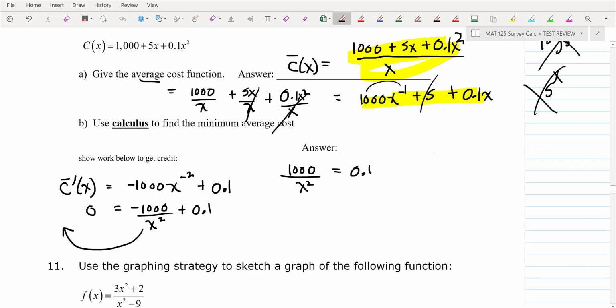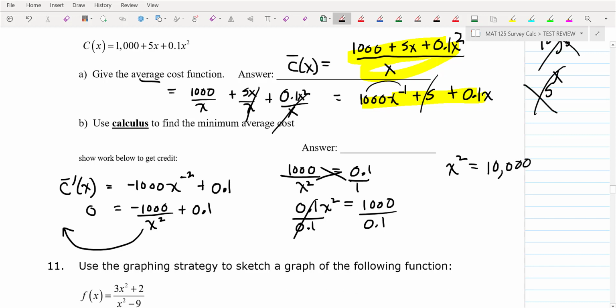Okay, now what? Probably cross multiply. That's probably a smart way to do that. You have a proportion, so if you did that, you would have 0.1 X squared equals 1,000 times 1, which is 1,000. Divide by 0.1. And what you'd end up having is X squared equals, I think on your calculator, 10,000. Then what?